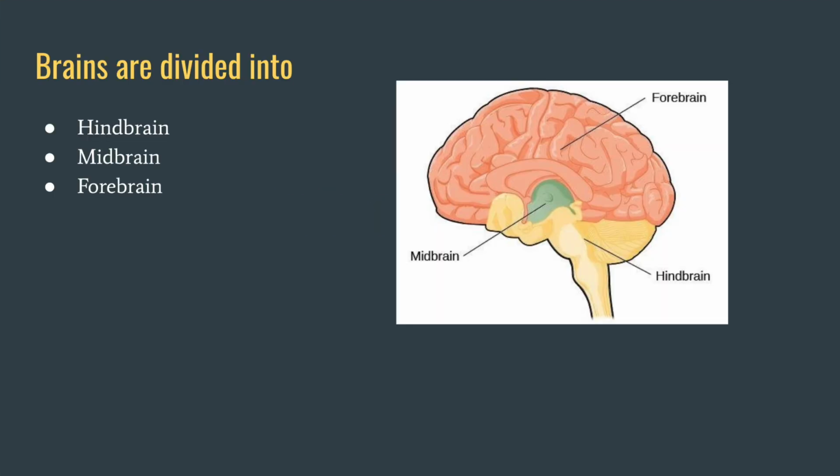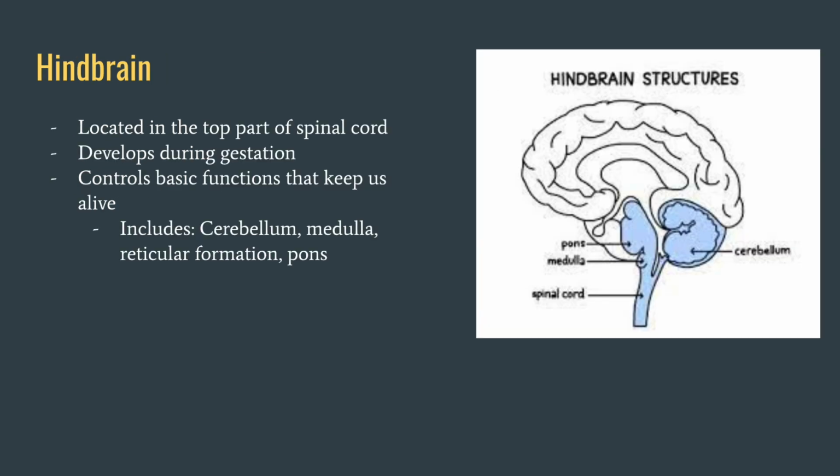Brains are mainly divided into 3 parts, which are hindbrain, midbrain, and forebrain. Hindbrain is located in the top part of the spinal cord, and it's developed during gestation, and it controls basic functions that keep us alive, including cerebellum, medulla, reticular formation, and pons.